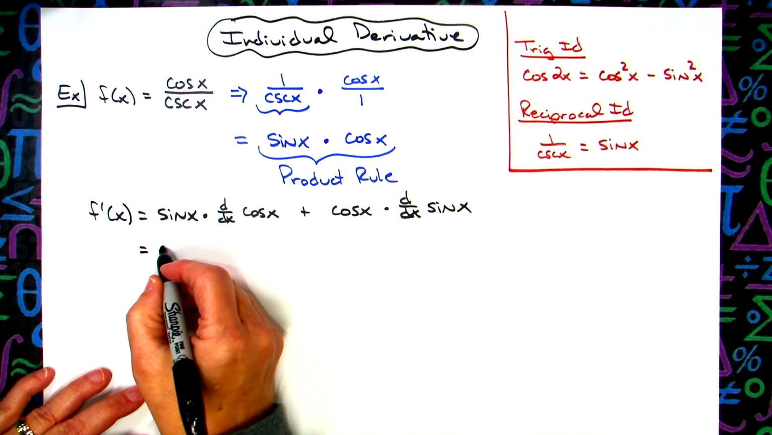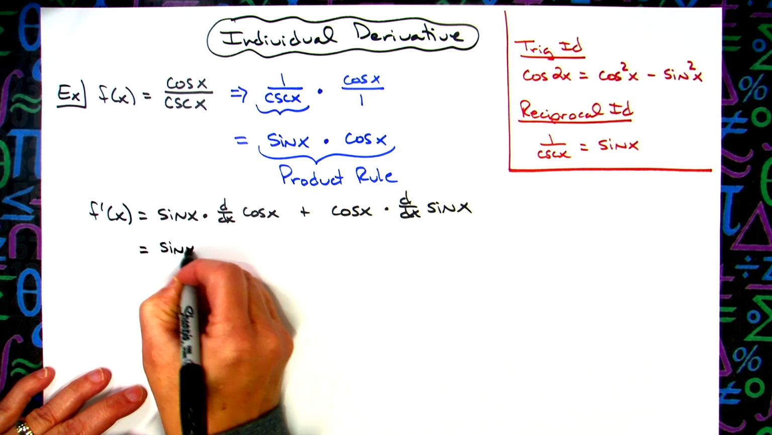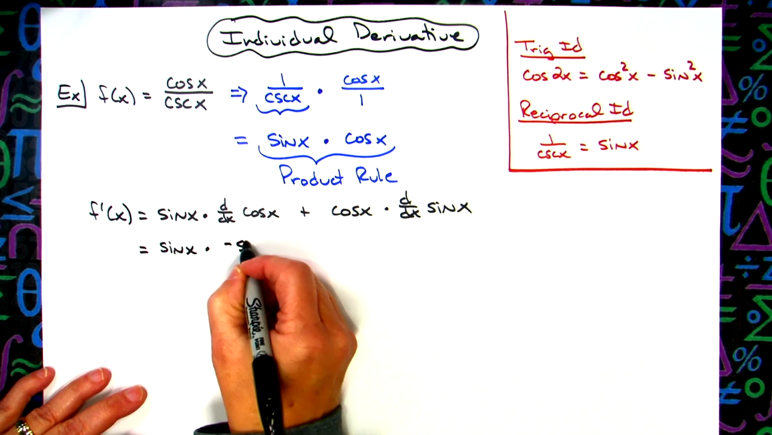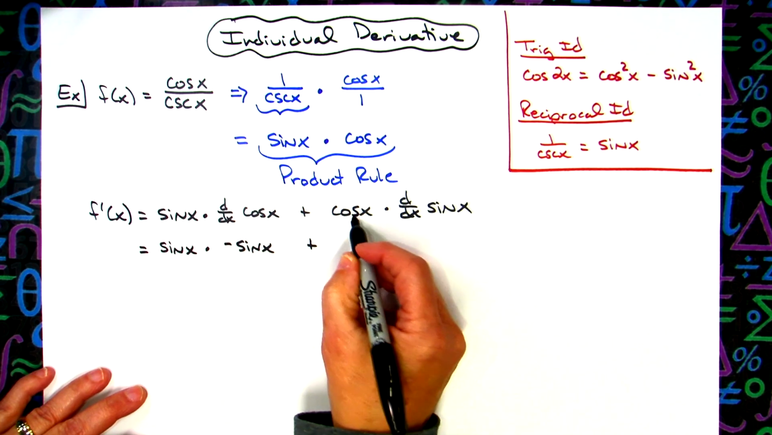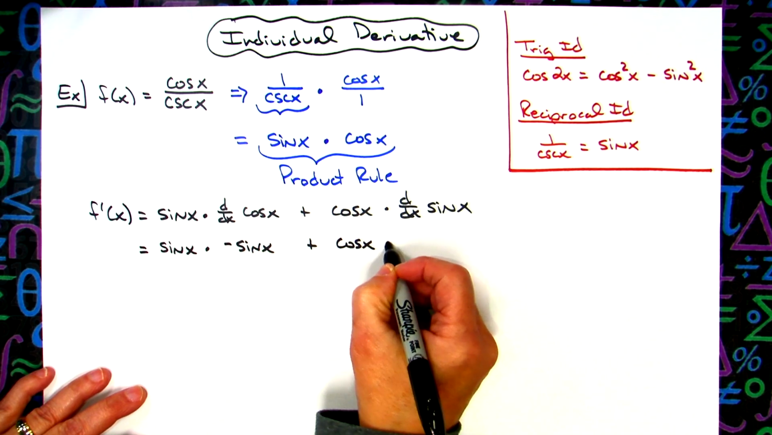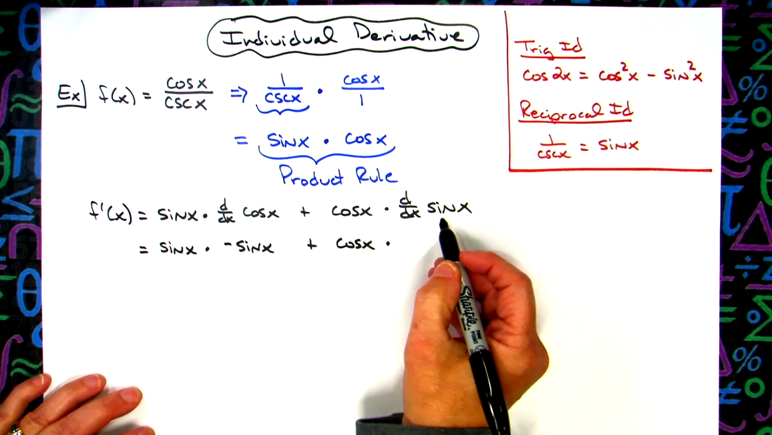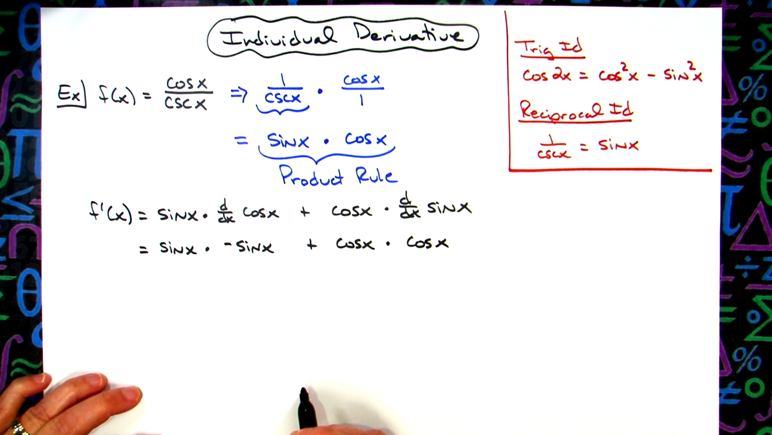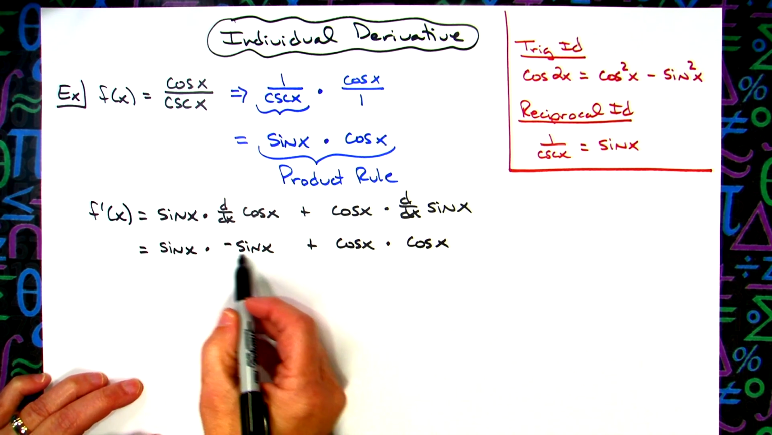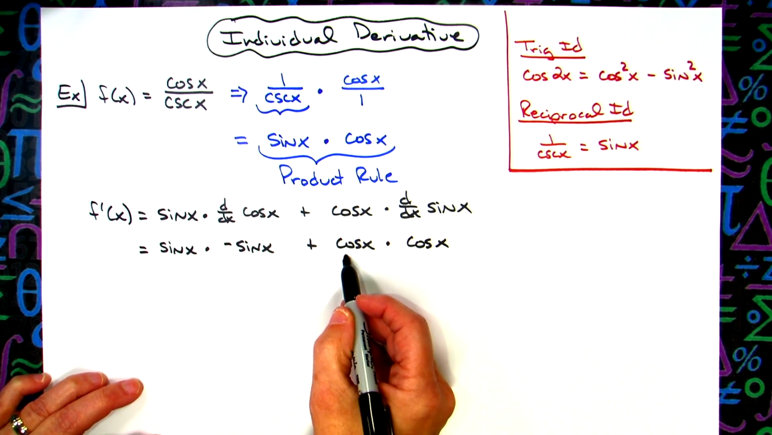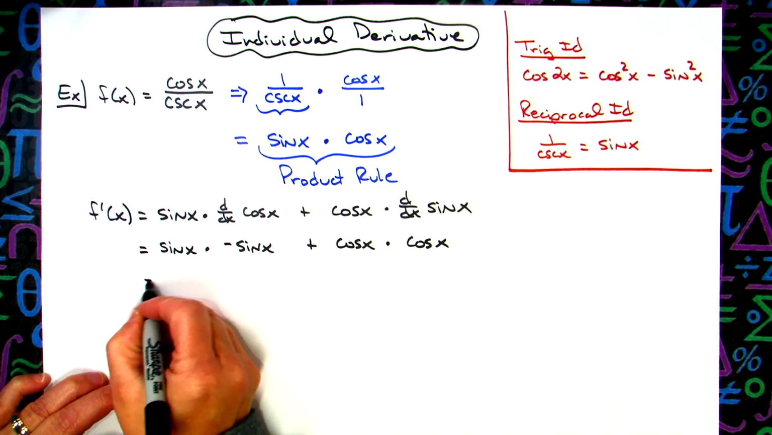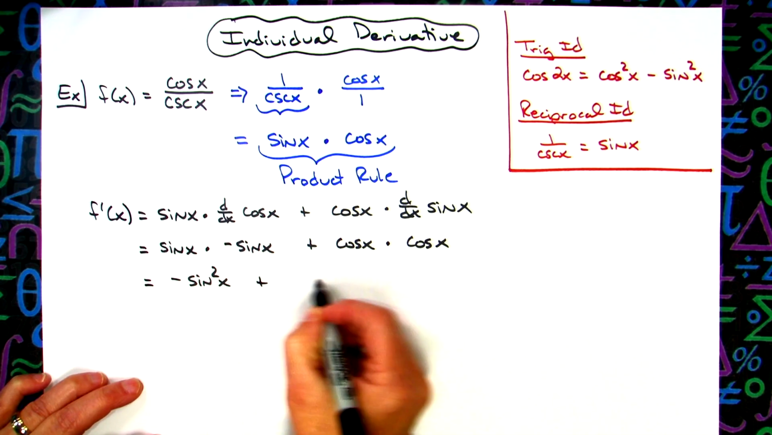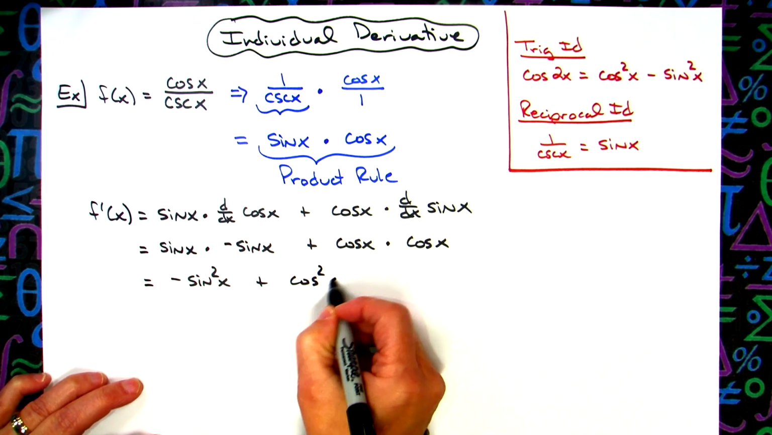So actually taking those derivatives, I'll have a sine x. Taking the derivative of cosine there, I'll have a negative sine x. We'll keep the cosine x here. Derivative of this sine x here is going to be a cosine x. Now I'm going to clean this up a little bit. I've got two sines with a negative sign, and I've got two cosines. So I can write this as a negative sine squared x plus cosine squared x.